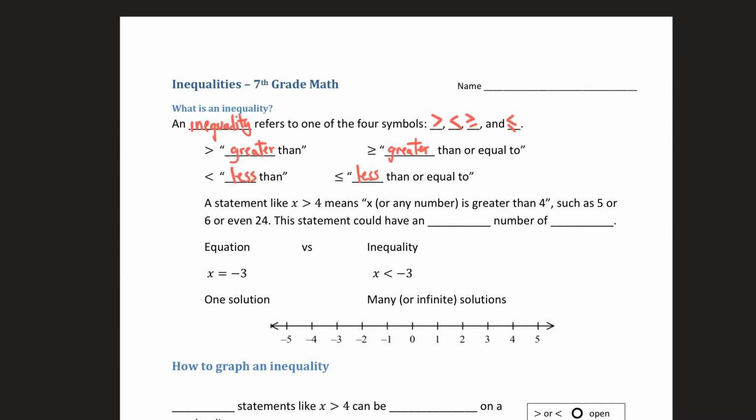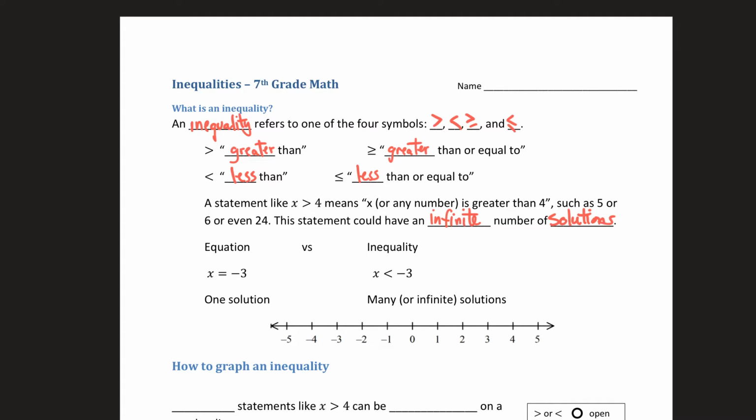Now, a statement like this means x, or any other number, has to be greater than 4. An example would be 5, or 6, or even 24. Anything as long as it is bigger than 4. And this could have an infinite number of solutions.